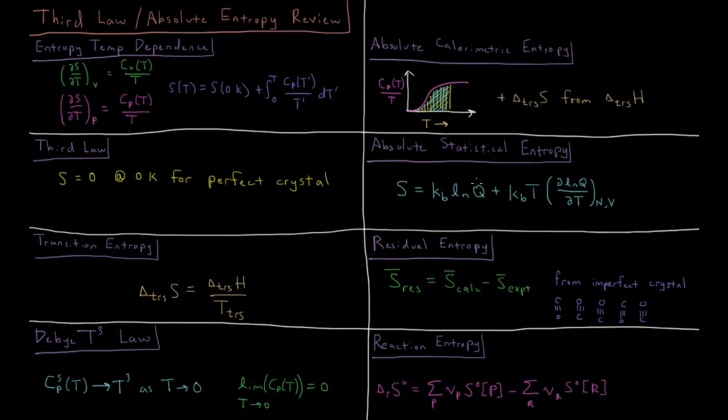And then there may be some discrepancy between what you calculate statistically and what you measure calorimetrically, and this is called the residual entropy. The residual entropy is the difference between what you calculate in statistical mechanics and what you measure in experiment, and generally statistical mechanics has a small amount of entropy which is greater than that which comes from experiment. And this is called residual entropy, and it comes from there being an imperfect crystal. So the entropy is only 0 at 0 Kelvin if the crystal is perfect.